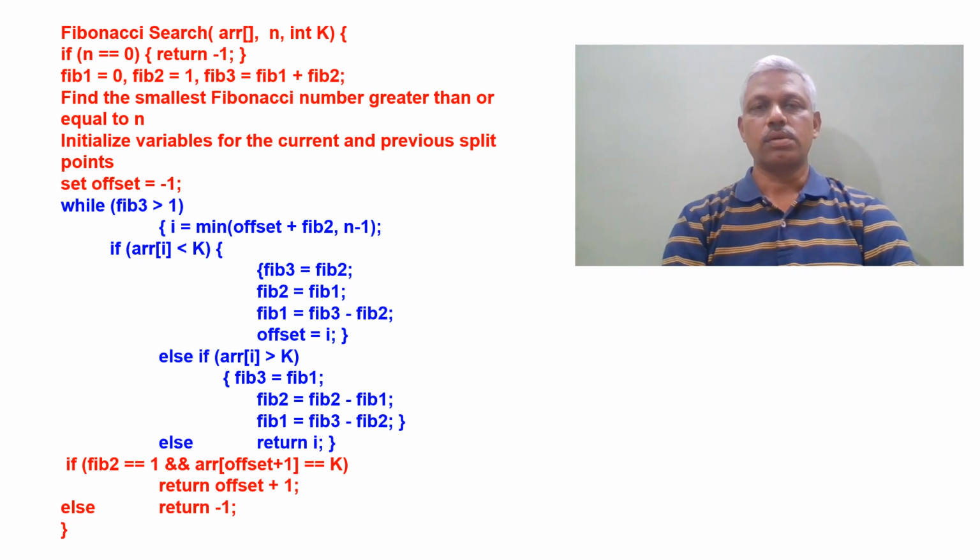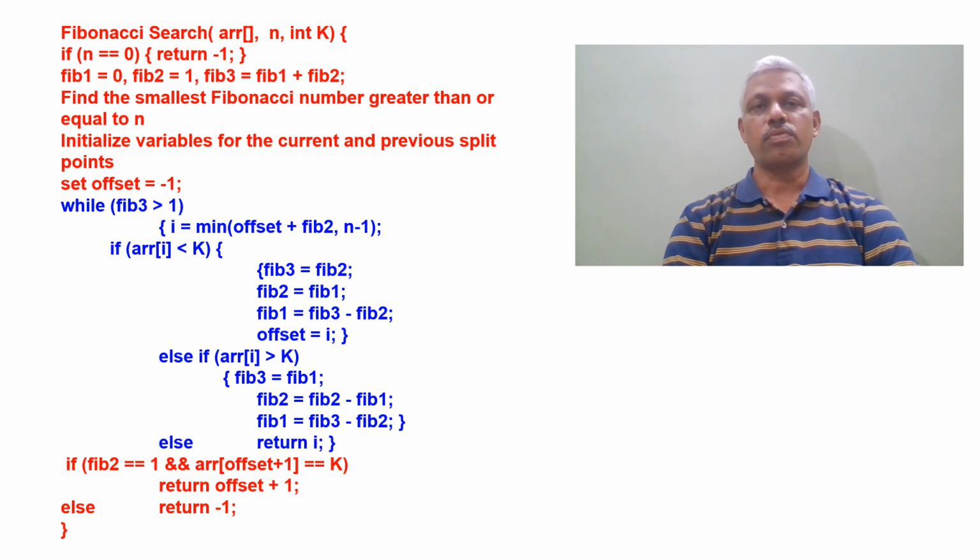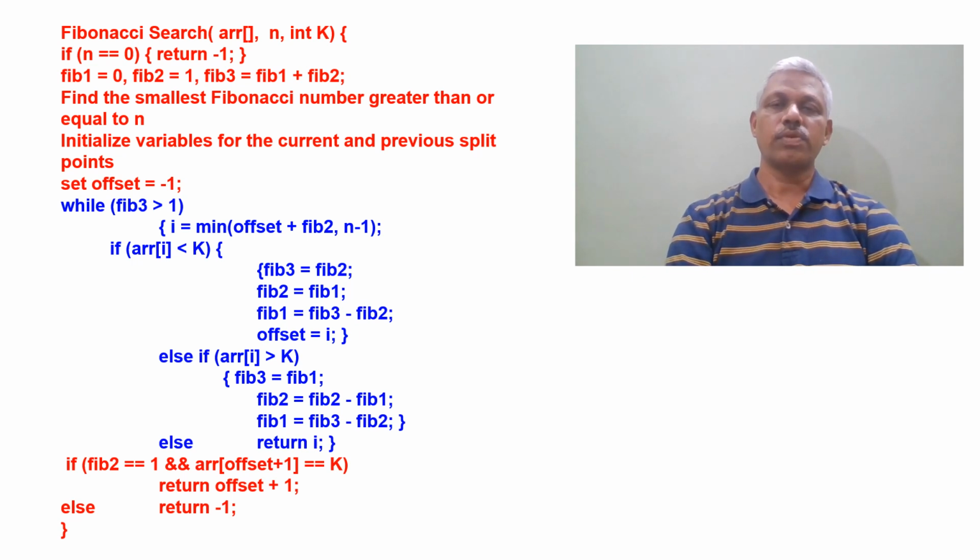This is one way. Else, if array of I is greater than k, that means the key value is less than array of I, so the key value lies in the left 1/3 part. Then we skip the Fibonacci numbers two steps down, so that fib3 becomes fib1, fib2 becomes fib2 minus fib1, and fib1 becomes fib3 minus fib2. Else return I, which indicates array of I is equal to k.